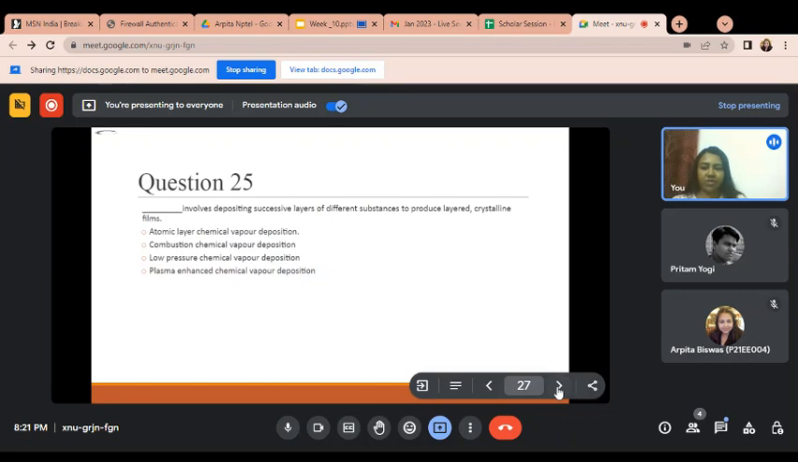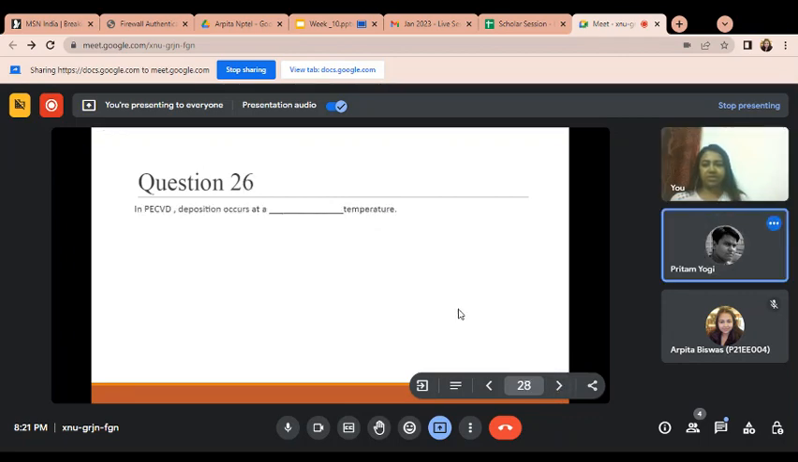So first option is atomic layer chemical vapor deposition, and the second option is combustion chemical vapor deposition. Third option is low pressure chemical vapor deposition, and the fourth option is plasma enhanced chemical vapor deposition. I mean, layer by layer, I think it is atomic layer chemical. So what is the right answer? Yes, the atomic layer chemical vapor deposition, ALD. Yes. And in PVD, deposition occurs at dash temperature.